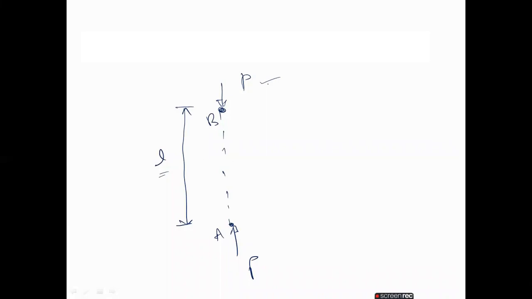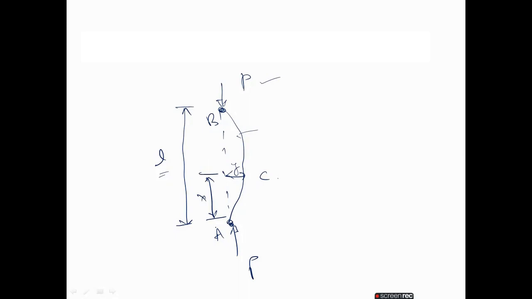Now let P be the crippling load at which the column has just buckled. Due to this buckling load, the column will deflect into a curved form, like this. Whenever the load acts, due to the crippling load, the column will buckle and deflect into the curved form. So at this place, it is the deflection or lateral displacement at the section here. This is at point C. We will consider a section XX from the bottom of the column.